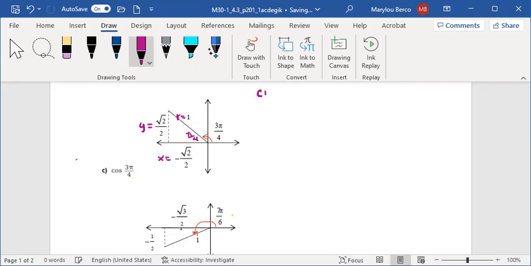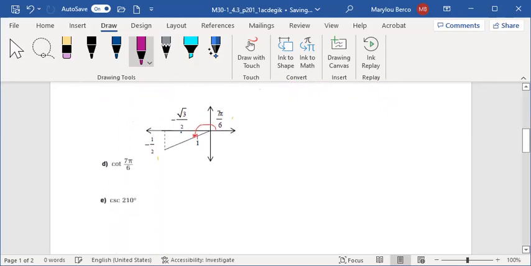So cosine 3 pi over 4 is equal to adjacent over hypotenuse, or x over r, which is equal to negative root 2 over 2 all over 1. So this will be equal to negative root 2 over 2. Okay.